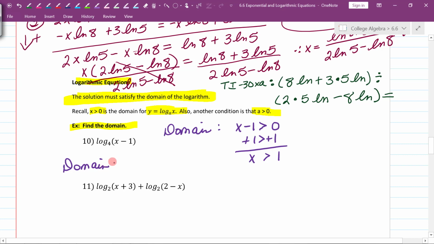So our domain is going to be from 1 to positive infinity. This is a parentheses. This is a parentheses. Both are going to be parentheses because we can't equal 1 and we can't equal positive infinity.